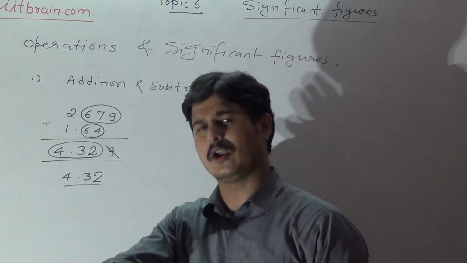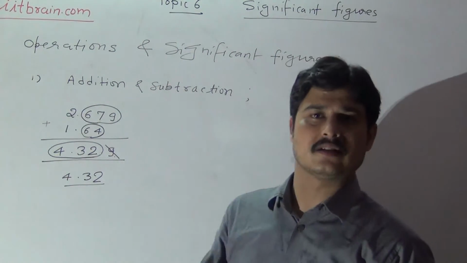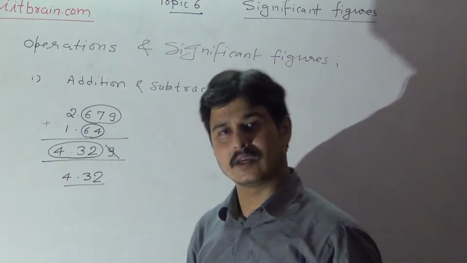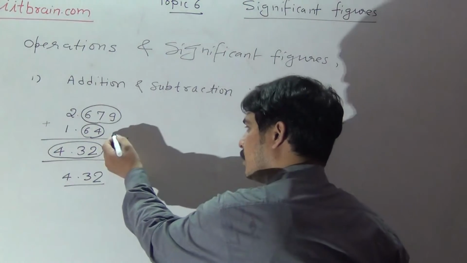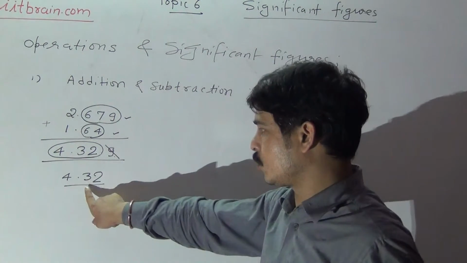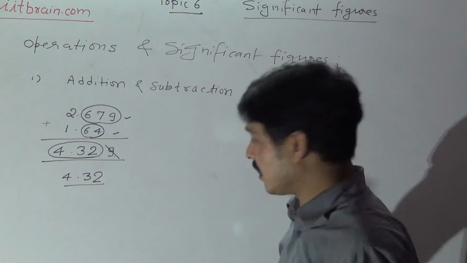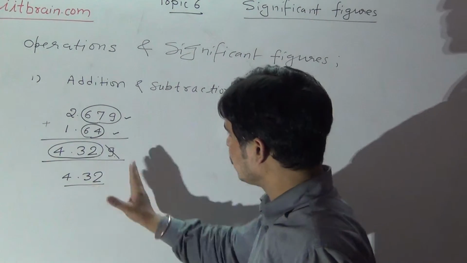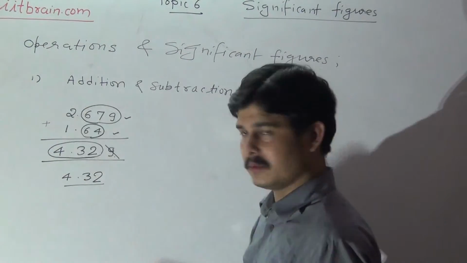It means the simple law is to consider the answer up to the least number of places in the numbers given. If one of your numbers has 2 places and another has 3, then you can give your answer only up to 2 places if you want to give your answer significantly. So 4.32 will be the answer of this summation.